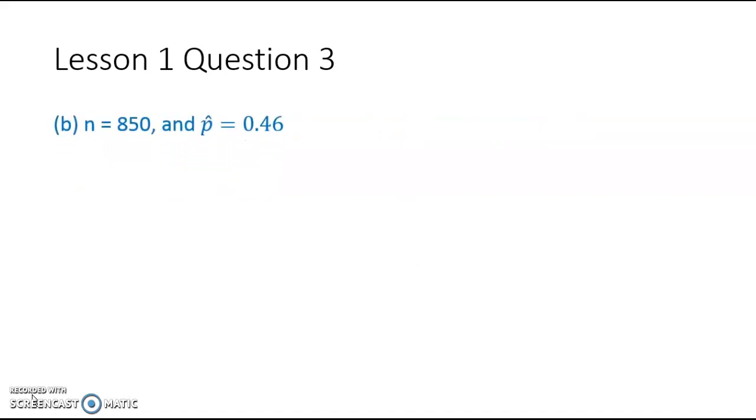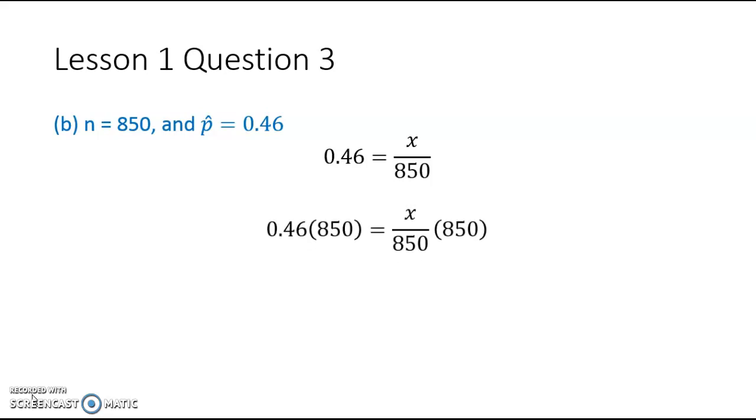Part B, we're going to do the same thing, but when n is equal to 850, and when p hat is equal to 0.46. So we put those numbers in for n and p hat in the formula. And then, just like last time, we are going to multiply both sides by that denominator, 850, so that the right side is just x now, and the left side is 0.46 times 850. So that leaves us with x equaling 391.